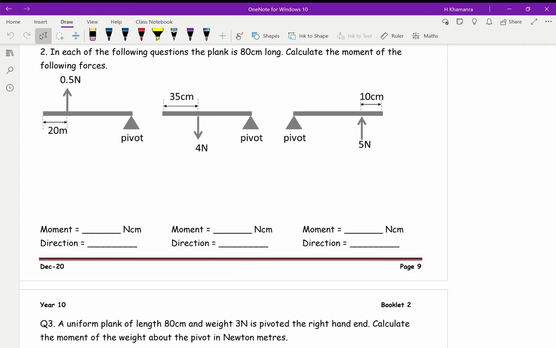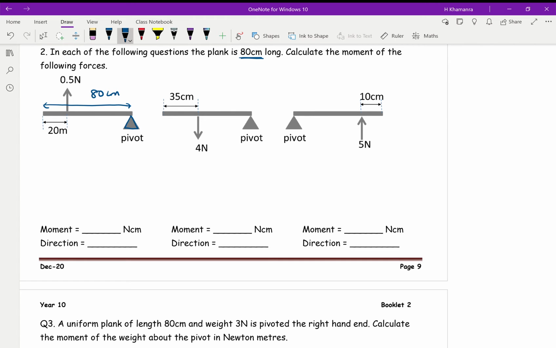Moments calculations stage 2. I'm on page 9 of our moments booklet and I'm just going to do question 2 here. In each of the following questions the plank is 80 centimeters long, so I'm going to underline that because that's really important. And we have to calculate the moment of the following forces. So here's our pivot. Our plank is 80 centimeters long.